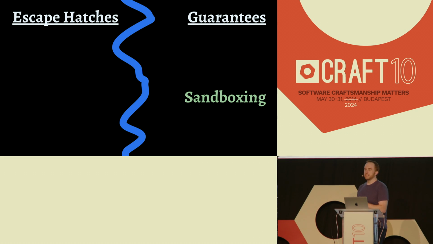So on this example, we have the guarantee of sandboxing that you get from JavaScript in the browser, and the escape hatches, granted, they do get you some benefits. The fact that Node.js has the escape hatch into C means that you get access to the whole C ecosystem.